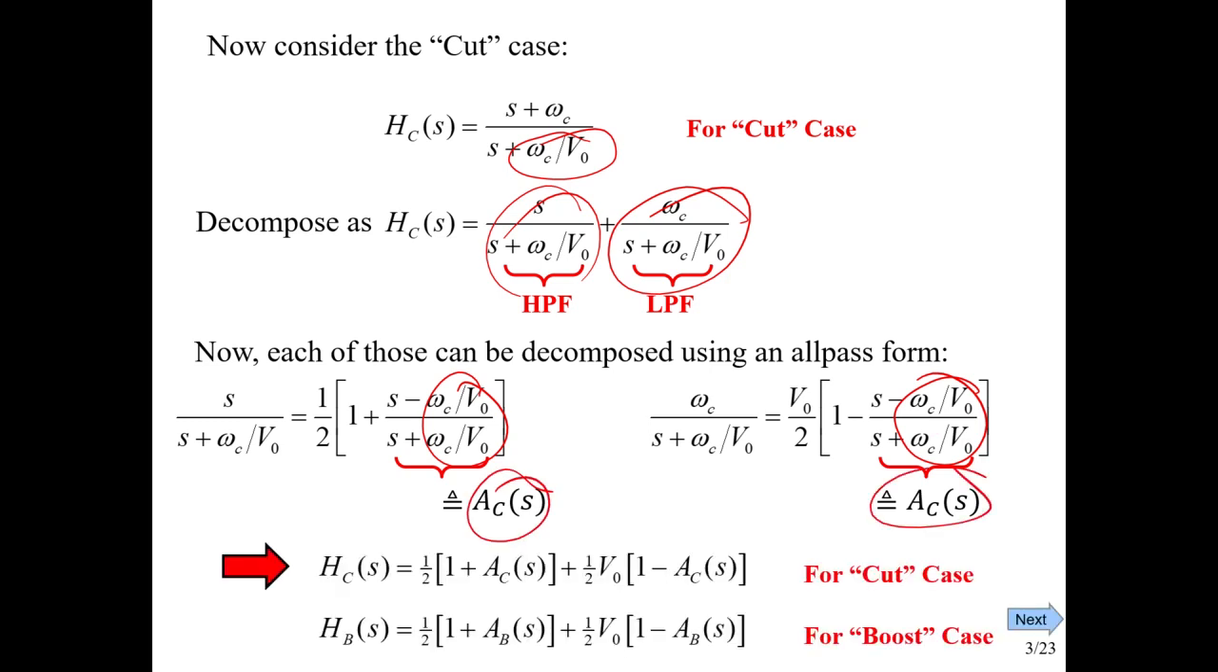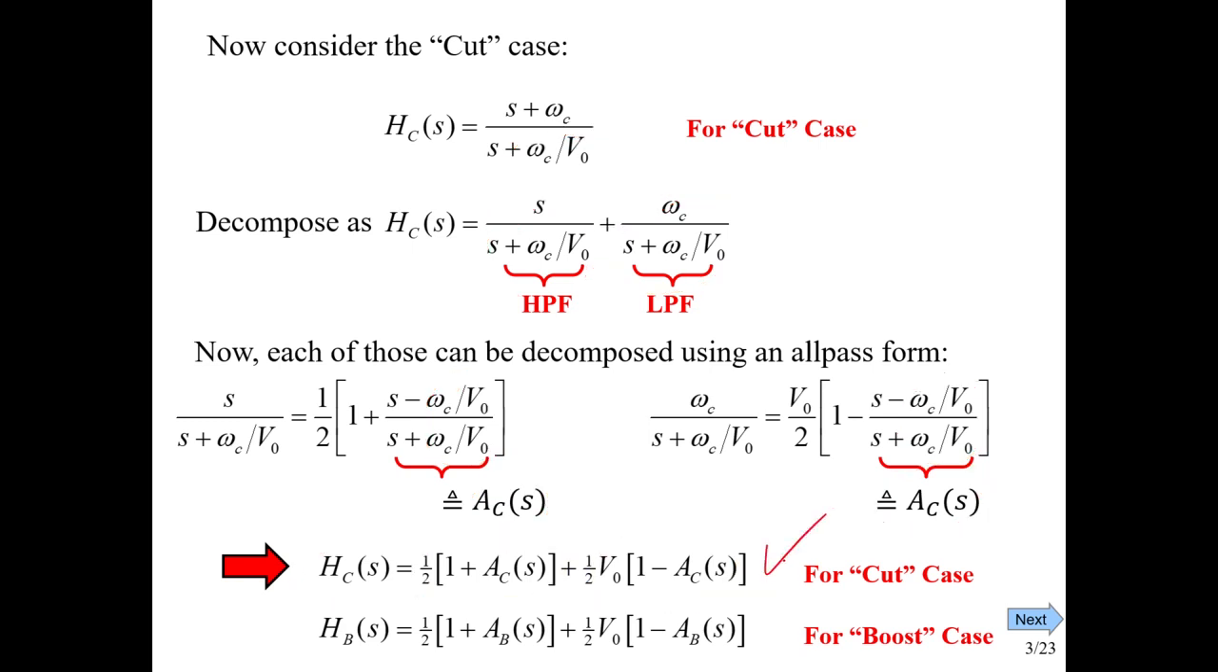And again, we can write it out as a sum of two different parts. And we see that both of these look exactly the same. The only difference is what we put in there. So in other words, what we put in as the coefficients for those filters. And so it leads to a nice, simple, consistent structure for both cut and boost, which is nice.